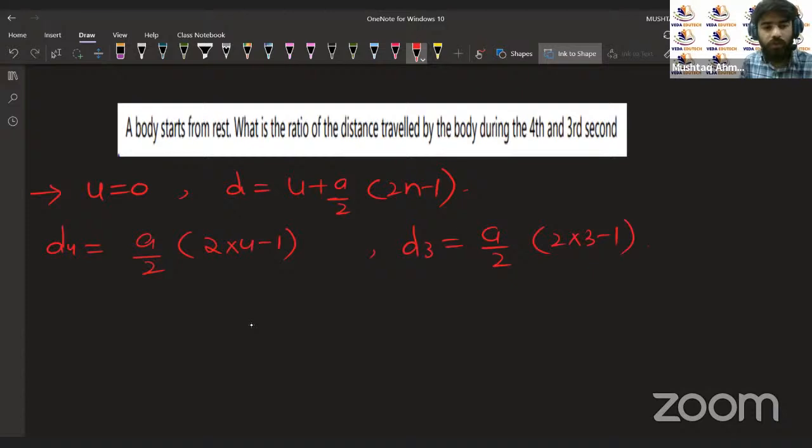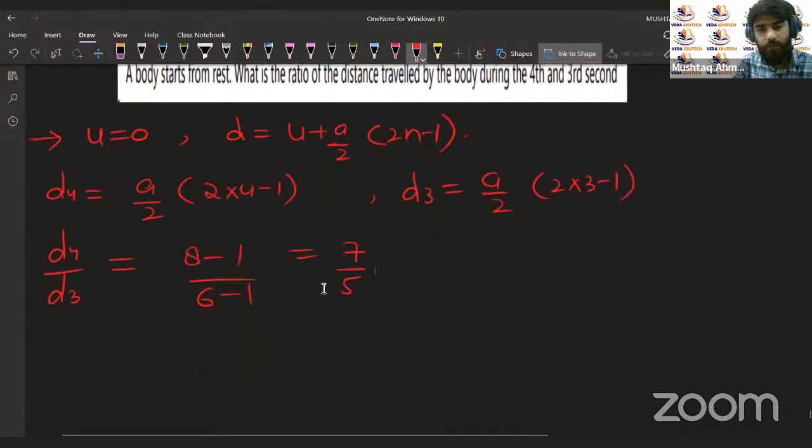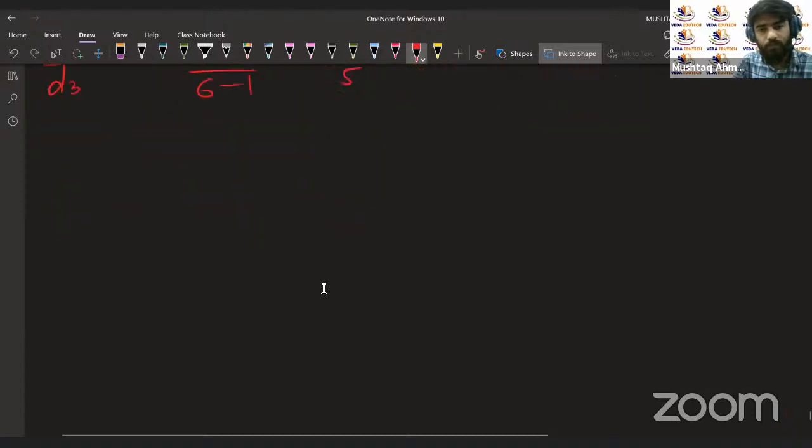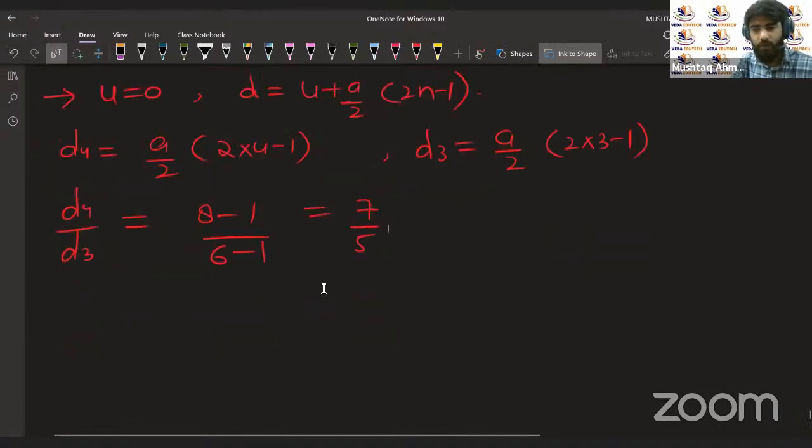Taking the ratio of both, that's d4 over d3, it will be 8 minus 1 over 6 minus 1. So it is 7 over 5. So 7 over 5 will be the ratio of distance traveled by the body during fourth and third second. So this is the final ratio of the distance traveled by this body during fourth and third second.